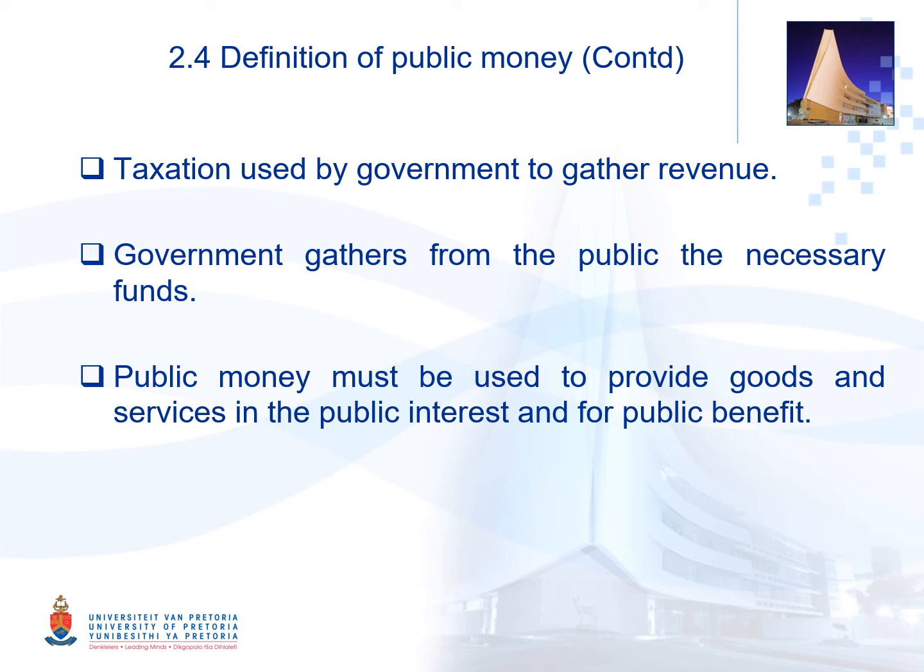Through taxation as the main instrument used by government to gather revenue, government is supposedly able to gather from the public the necessary funds to provide public goods and services. Public money must be used to provide goods and services in the public interest and for public benefit.